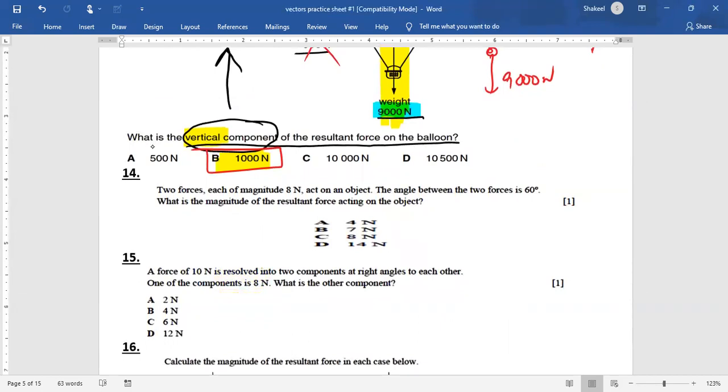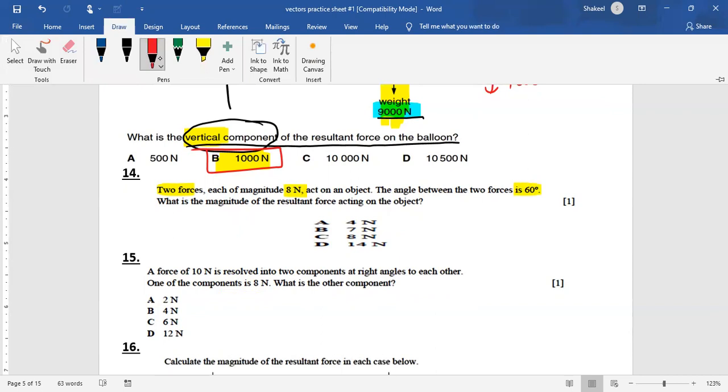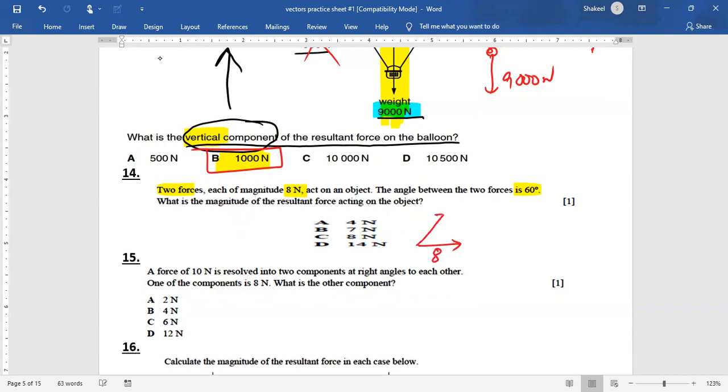That is quite simple. Two forces of magnitude 8 Newton act on the object. The angle is 60 degrees. What is the magnitude of the resultant force? The angle is 60 degrees between them. So if this is 8 Newton and this is 8 Newton, and 60 degrees is the angle, we arrange them according to the head to tail rule, like 8 and this 8. Let's say this angle was 60 degrees. So the interior angle will be 120 degrees.